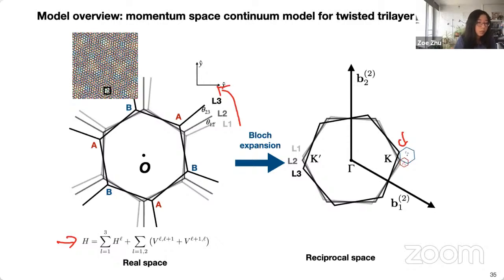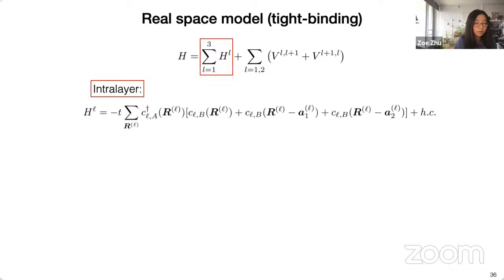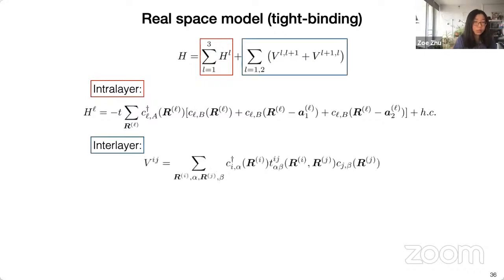But a simplification we can make, because we're only interested in the low energy physics, is that we can take a finite cutoff around the Dirac point and perform a low energy expansion. So again, we start from this real space tight-binding model, which has two terms: the intralayer term, which is the monolayer tight-binding model that describes the nearest neighbor hoppings, and also the interlayer term that describes the hopping between adjacent pairs of layers, between layer 1, 2 and layer 2, 3.